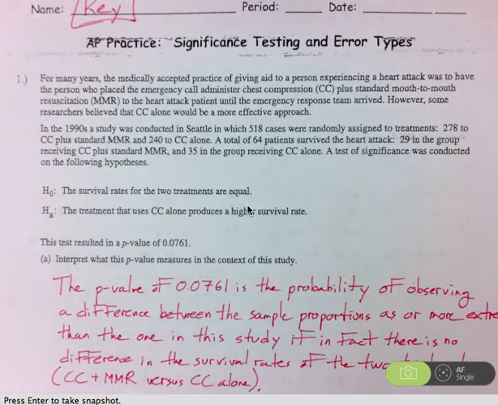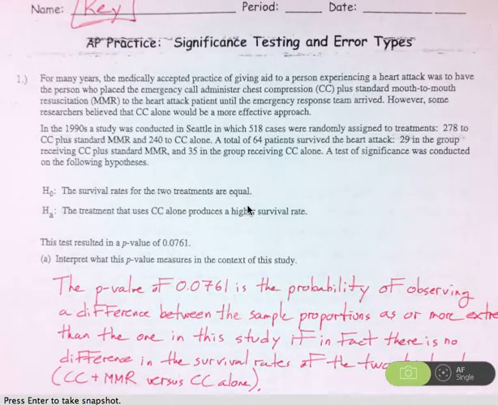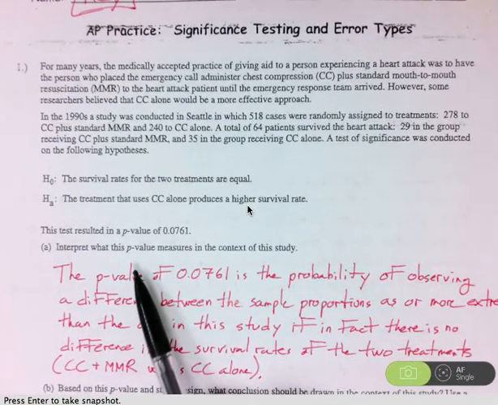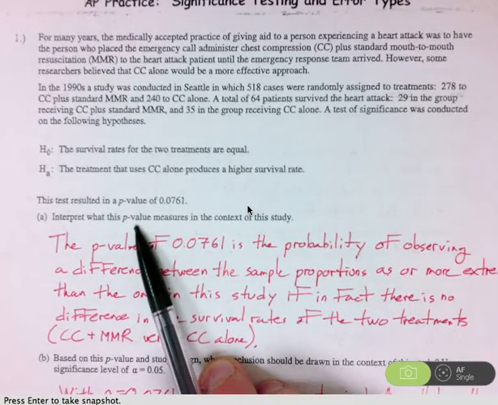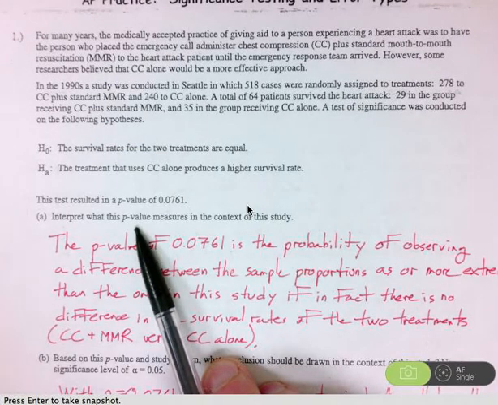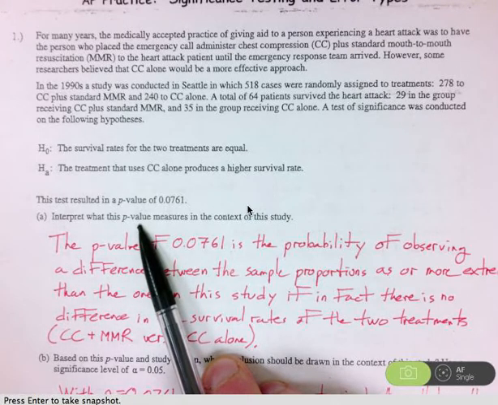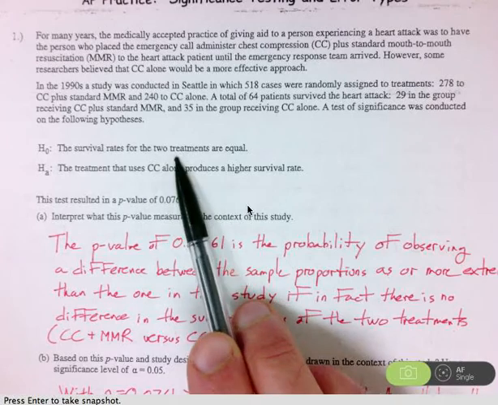Let me take a few minutes and go through these two practice questions regarding significance testing and error types. So for question number 1, part A, all you're doing is taking the definition of a p-value and putting it in context. So the p-value of a significance test is the likelihood of a sample statistic as or more extreme than the one observed in the context of the question, under the condition that the null hypothesis is true.